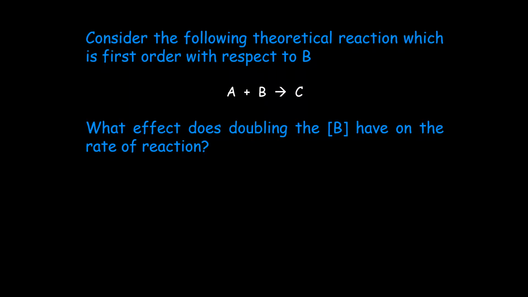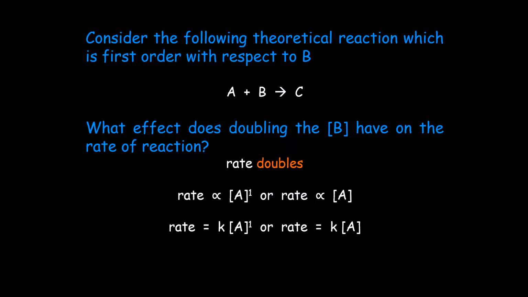This time we're going to say that A is first order. Now if we double the concentration of A, because it's first order, the rate will double. Now rate is proportional to the concentration of A to the power of 1, or rate is proportional to the concentration of A with an invisible 1. It's up to you whether you put the 1 in or not. Rate equals the constant k times the concentration of A to the power of 1, or rate equals k times the concentration of A.